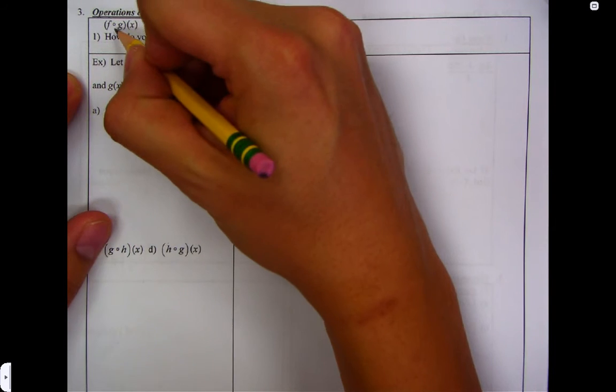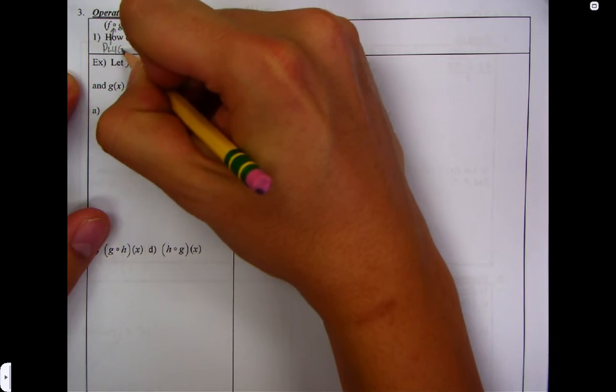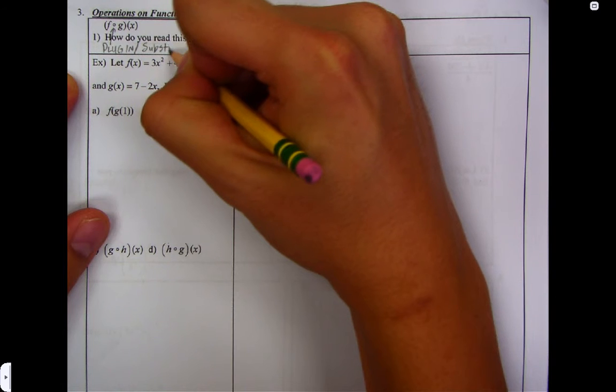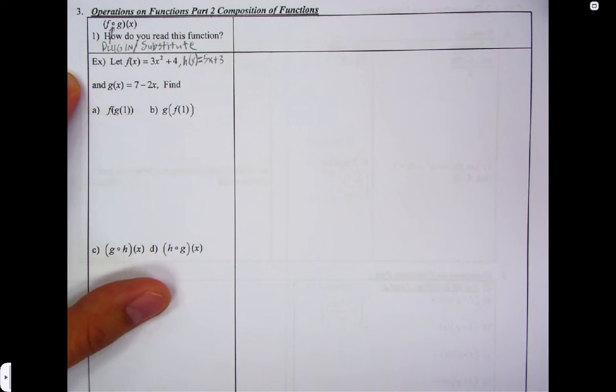Operations on functions part 2, compositions of functions. Remember, open circle just means plug in. Or another word for plug in is substitute. How do you read this function?